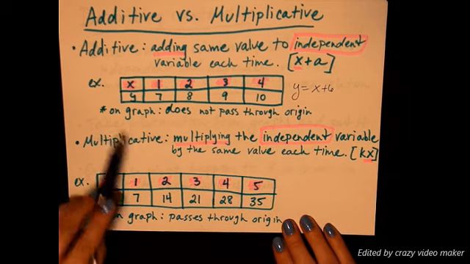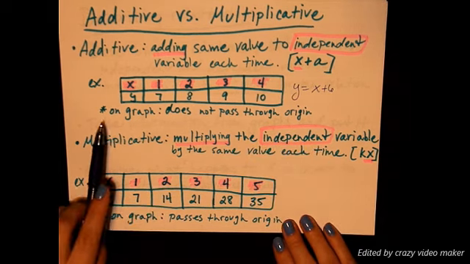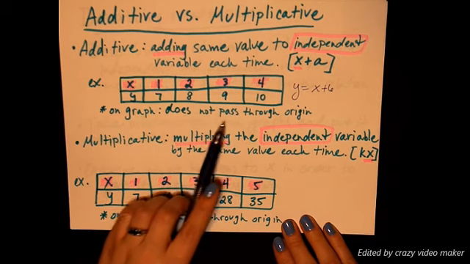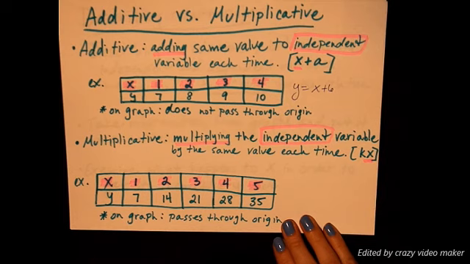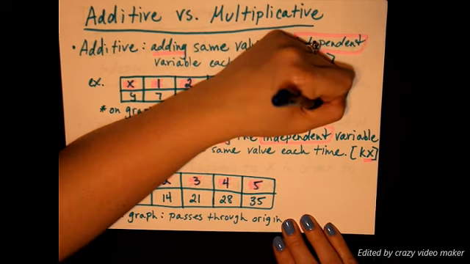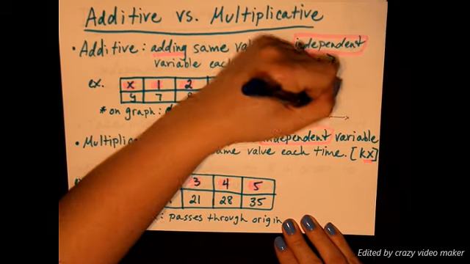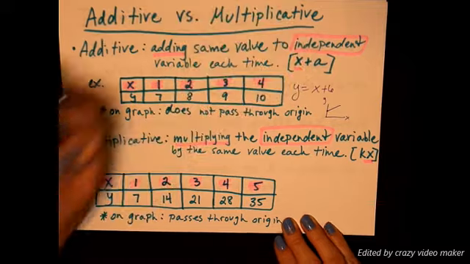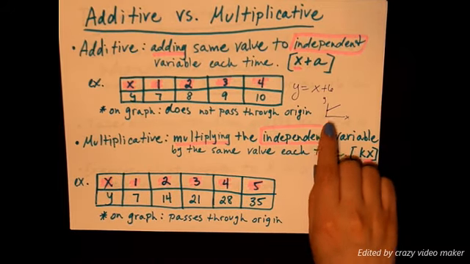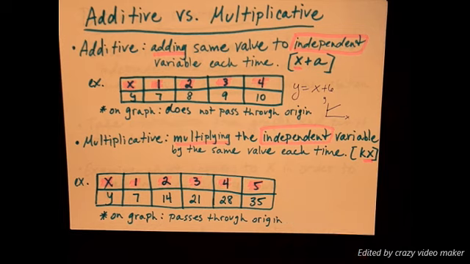And on a graph, so if you were to see this graphed out, it does not pass through the origin. So this is one of those ones where here's your graph, this is x, this is y. It starts right along that y-axis. It doesn't start right down here in the corner of the origin.